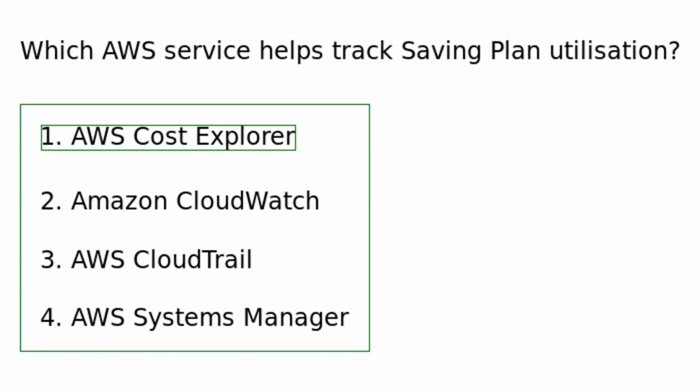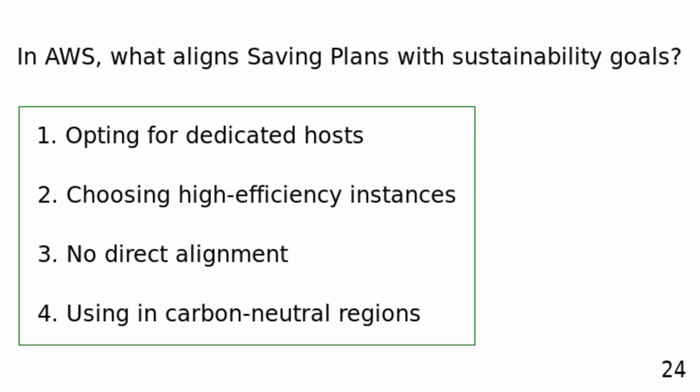AWS Cost Explorer provides detailed insights into your saving plan utilization, helping you track usage and make informed decisions. In AWS, what aligns saving plans with sustainability goals? Opting for dedicated hosts. Choosing high-efficiency instances. No direct alignment. Using carbon-neutral regions.